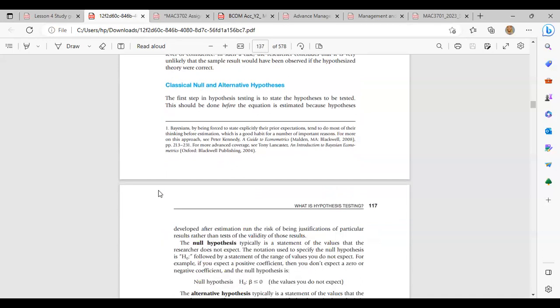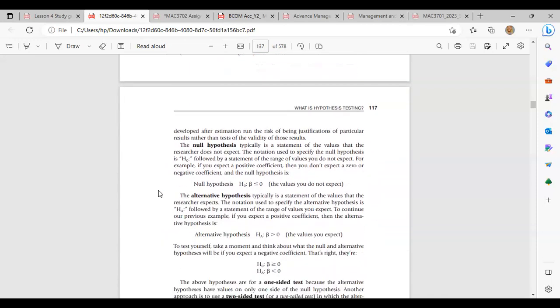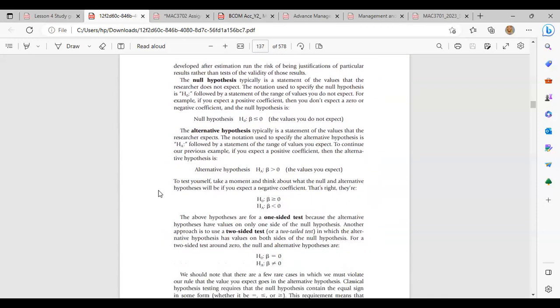All right, what then is the null hypothesis and the alternative hypothesis? You are going to go big on this, by the way, in the exam. The null hypothesis typically is the statement of values that the researcher does not expect, right? You are going to be asked in your assignment to come up with a null hypothesis in symbols and in words, which is very, very simple. So the starting point is that it's a statement that you do not expect.